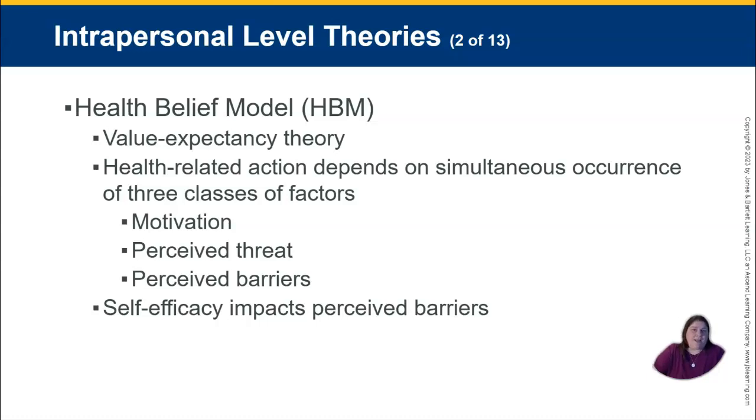And health-related action depends on all three of these things happening at the same time. Someone being motivated to change, so they need to want to change. They need to perceive that there is a threat. So they might have a health condition, but do they think hypertension is something that's threatening? And then they also might have perceived barriers. So is there something that they think prevents them from being able to change their behavior?